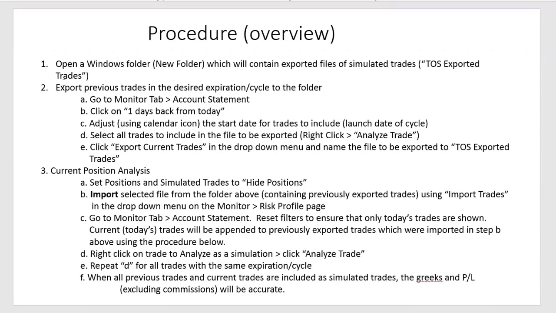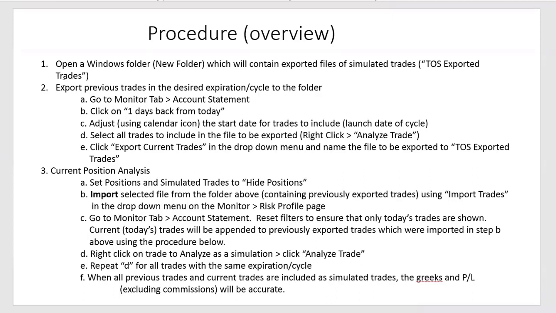So basically, this is a three-part process. First of all, we're going to need a folder located somewhere on your desktop or in your documents section, a folder to which you can export the files that you will then want to bring back in. So we'll do that first.